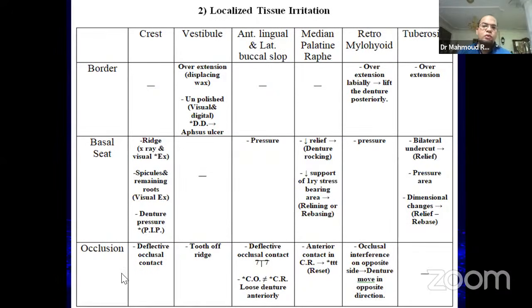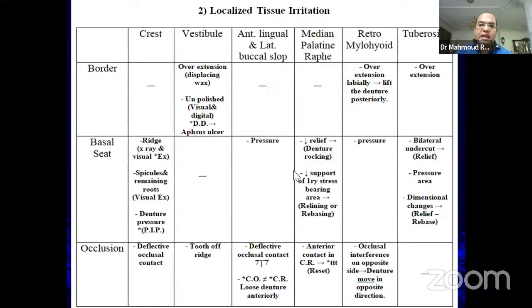Occlusion also: we may have problems from improper occlusion of the artificial teeth. At the crest, we may have irritation of the ridge due to deflective occlusal contacts. In the vestibule, we may have a problem from the tooth on the ridge.